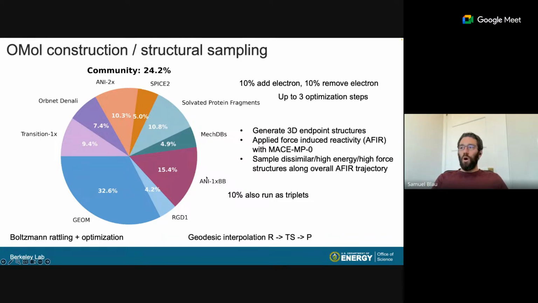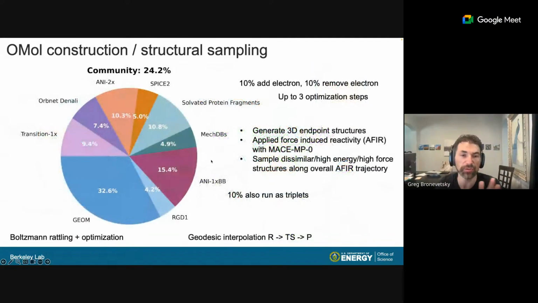So these were all us either directly recomputing or riffing on previous data sets that people had built. This is about a quarter of OMol overall. So question, when you say recomputing, can you describe your computational framework, the assumptions you're making, or how it's different from the simulations others have used?